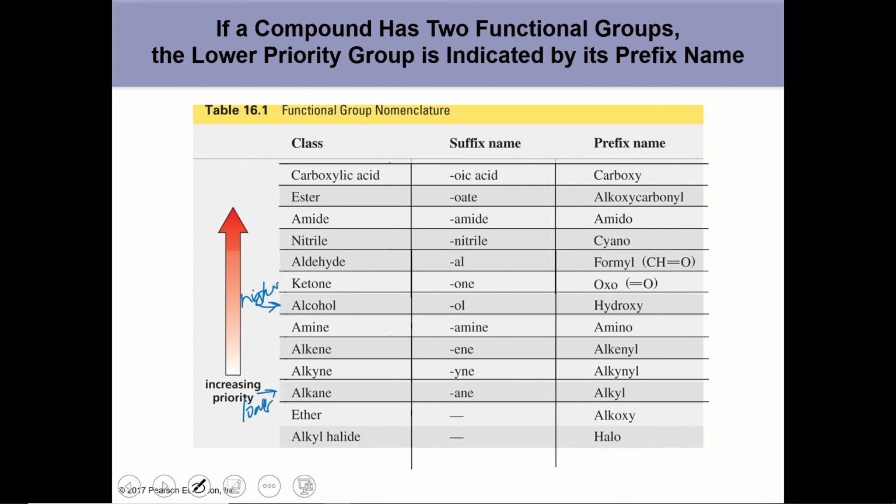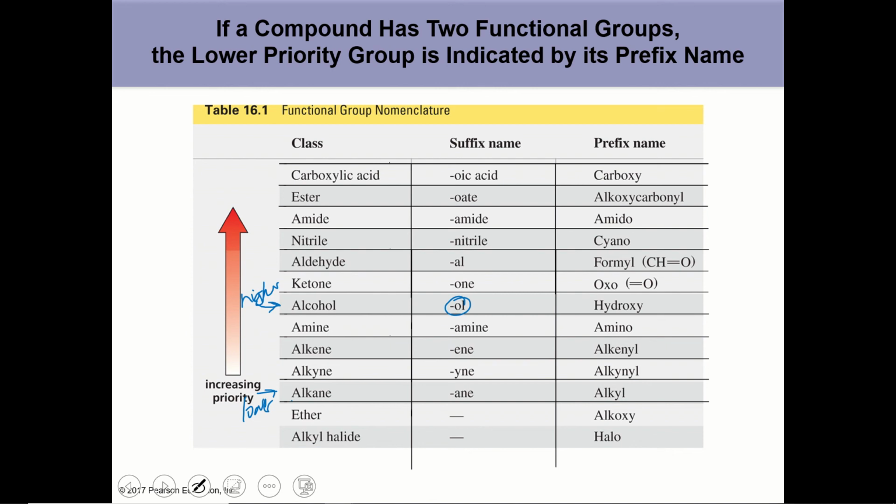So if we have a molecule that contains carbons, hydrogens, and an OH group, then the suffix of that molecule will be -al. And the alkane portion of the molecule will be represented in number of carbons, and any branches will be represented as alkyl groups. And we're going to go through this.